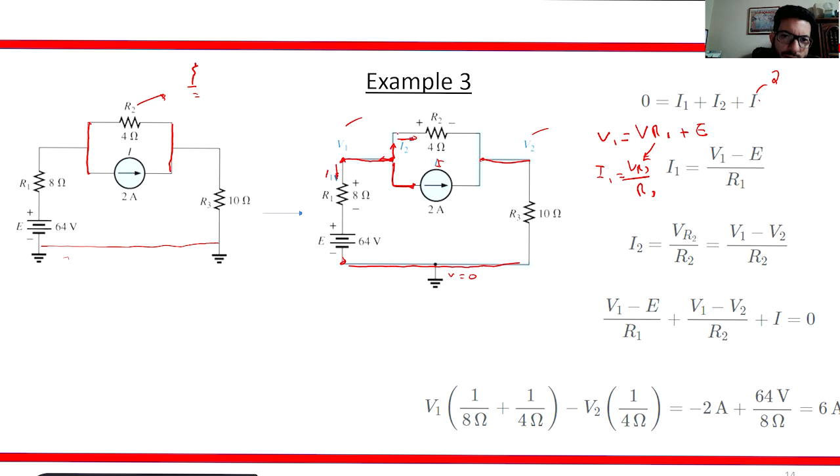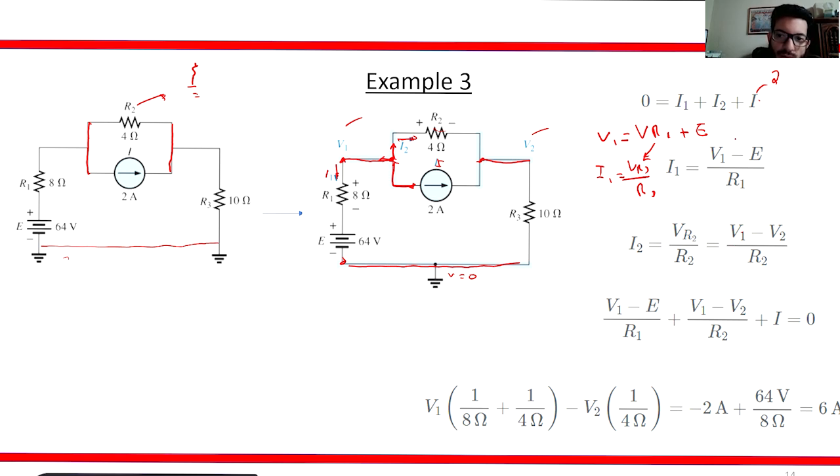And which one is I2? Is this guy. Except for, sorry, the voltage through this resistor is the voltage drop across resistor 2 divided by the resistance, which is 2. But this voltage right here is the difference between V1 and V2. Okay, so the first equation is going to be from V1 to V2. So V1 minus V2 over R2.